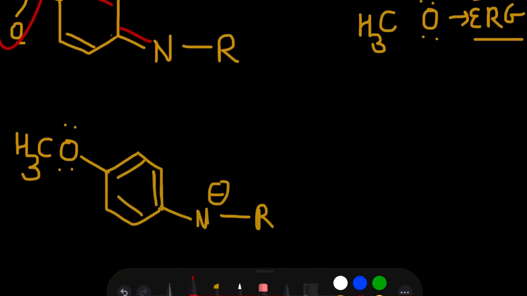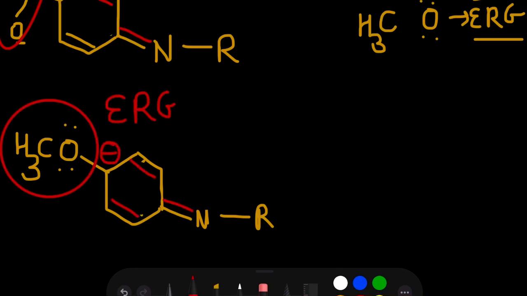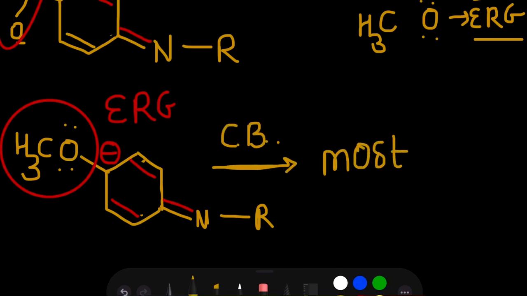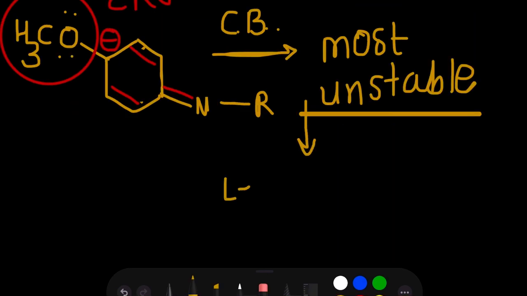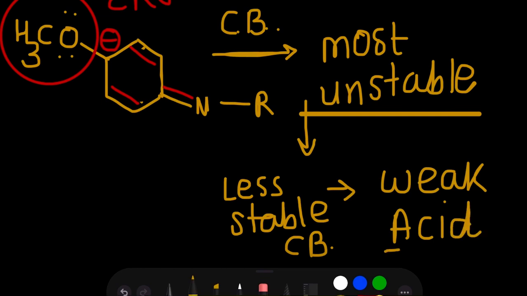this electron withdrawing group. But here the negative charge comes on this carbon. This is the electron releasing group. It cannot stabilize negative charge. That's why this conjugate base becomes most unstable. And this unstable or less stable conjugate base has a weak acid.